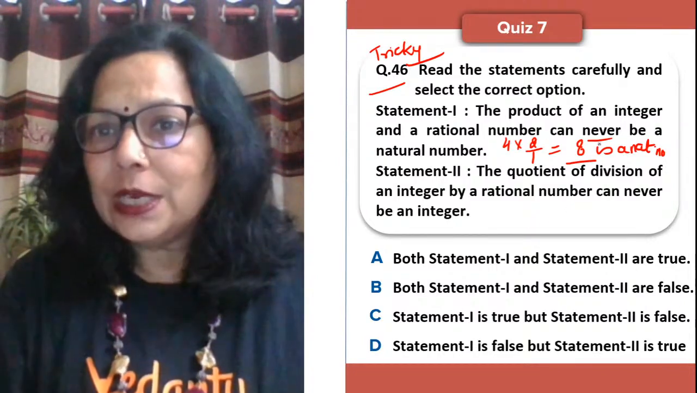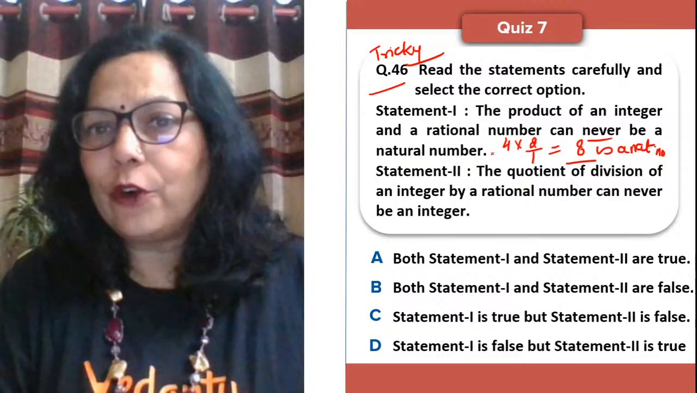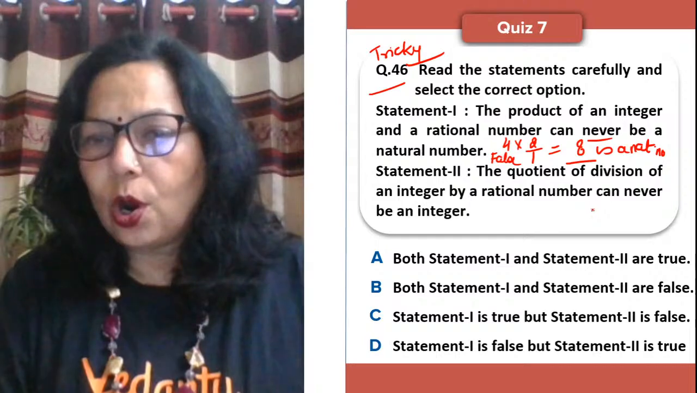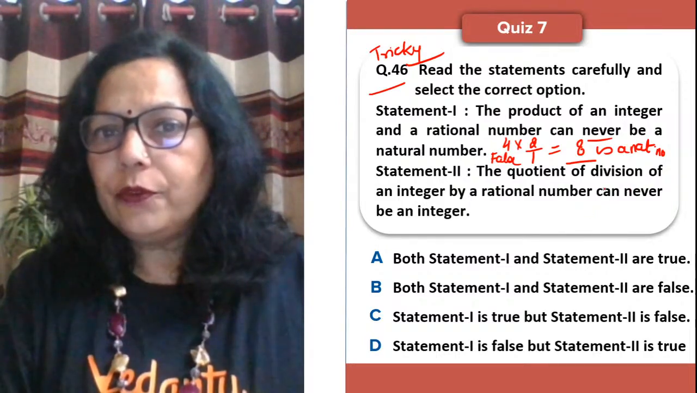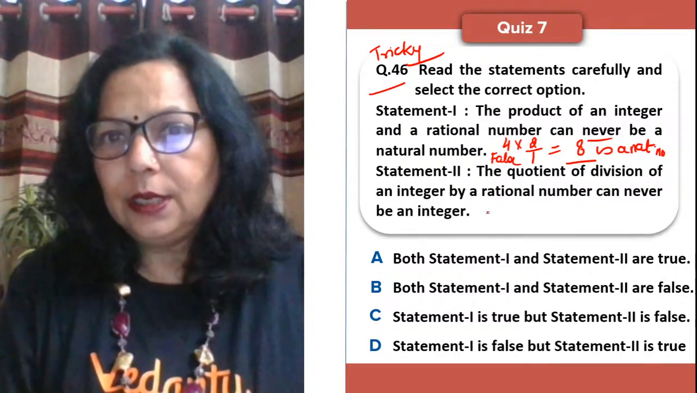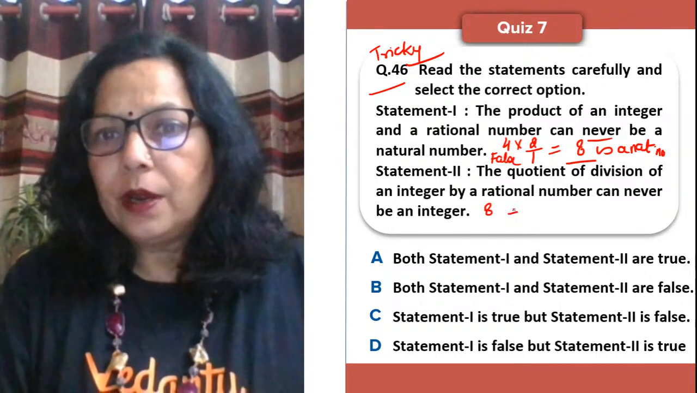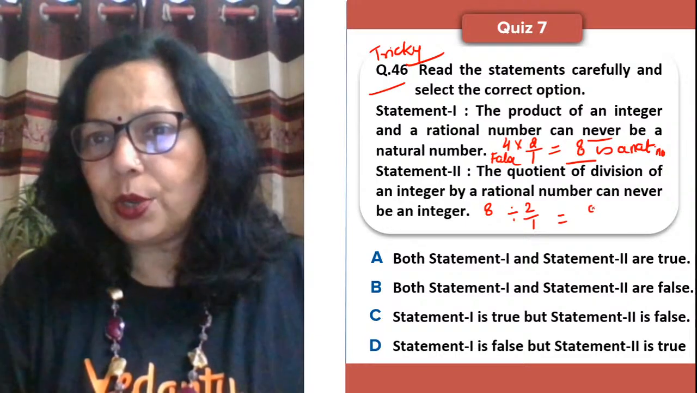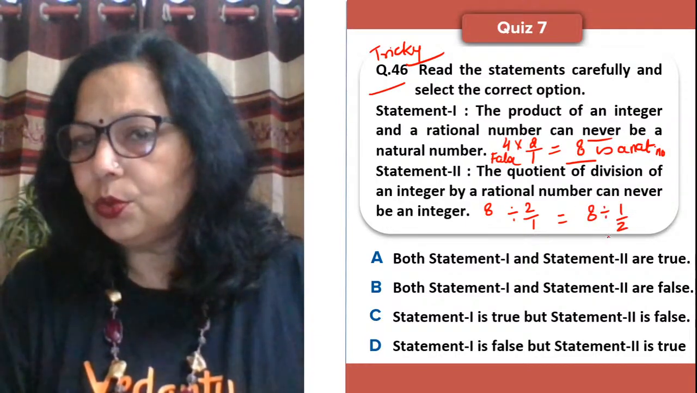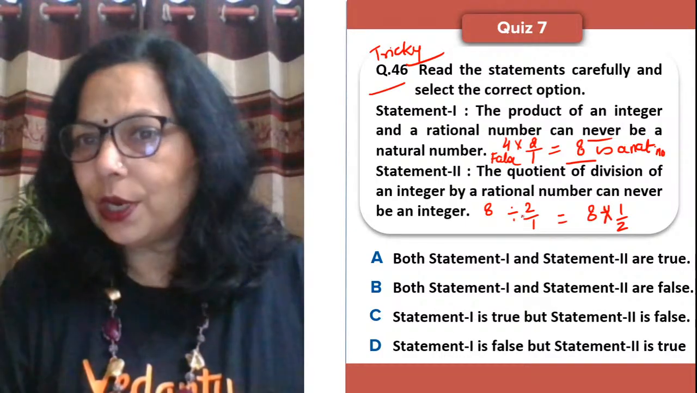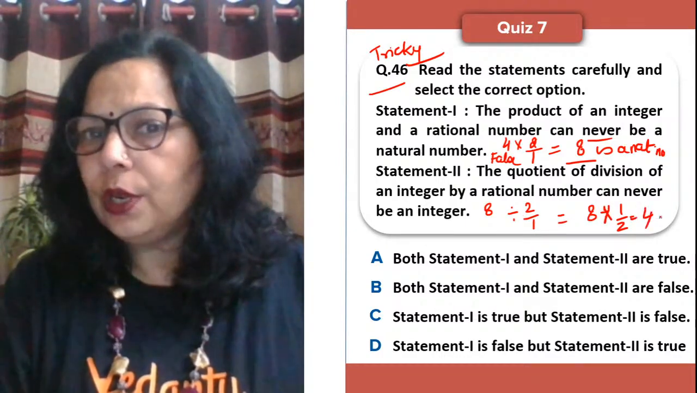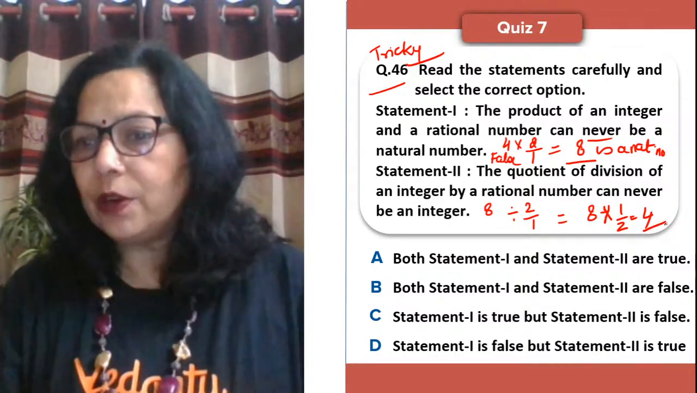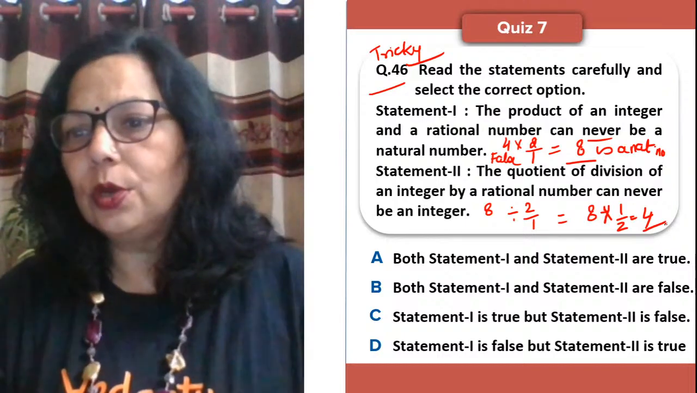So first, because of the word never, this is false. Okay, Naman? Now, the quotient of division of an integer by a rational number can never be an integer. So 8 divided by 1 by 2, sorry, multiplied by 2 if there is division here, that gives you 4. It is again an integer. 4 is an integer, but it says it can never be an integer. So this is also false.